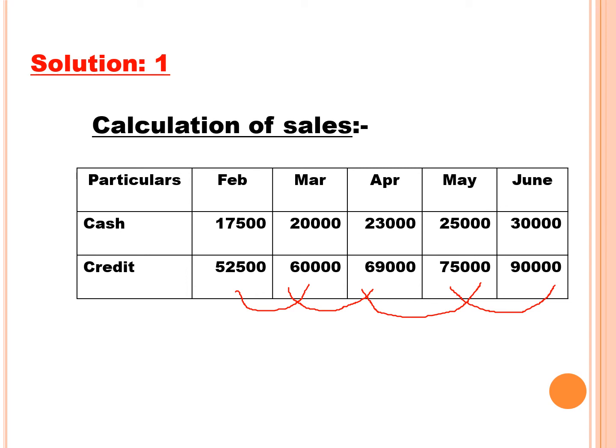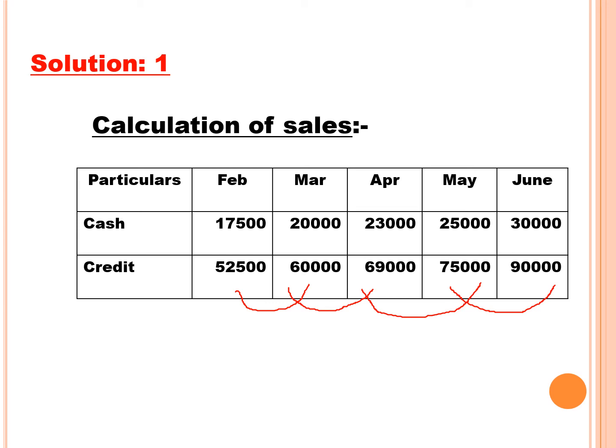So credit sales: 52,500 will be received in March, 60,000 will be received in April, 69,000 will be received in May, and 75,000 will be received in June. And if you look at this, students, we should prepare only for the months of April, May, June. So keep in mind, we should only look into the sales amount received in April, May and June.